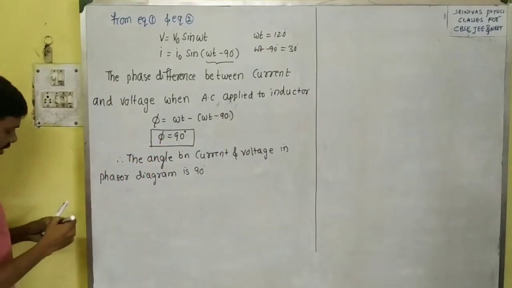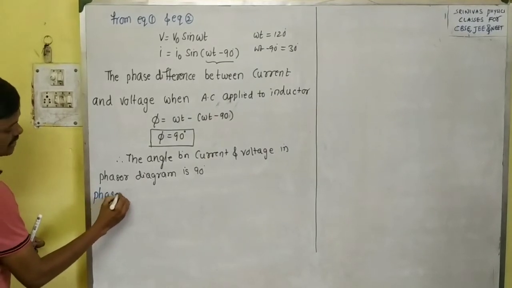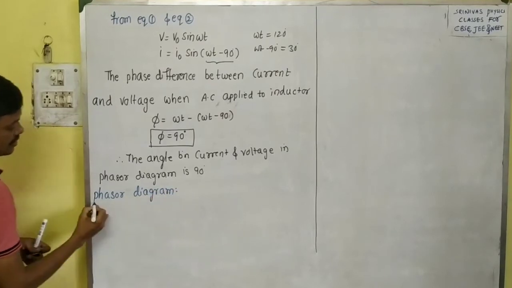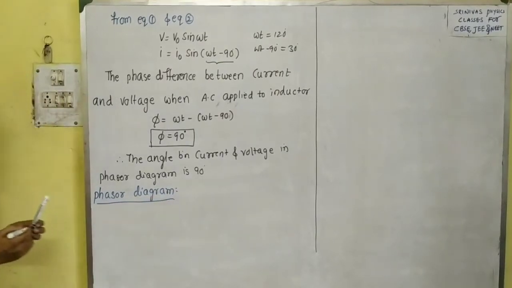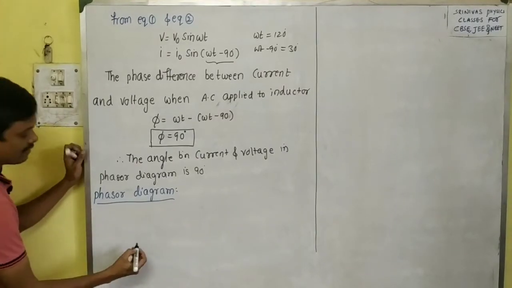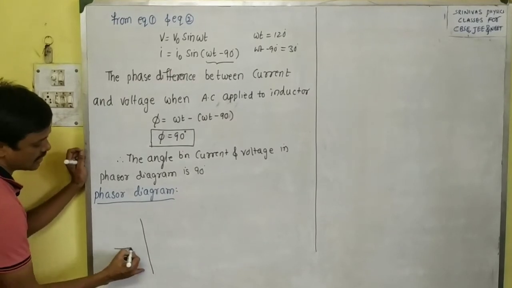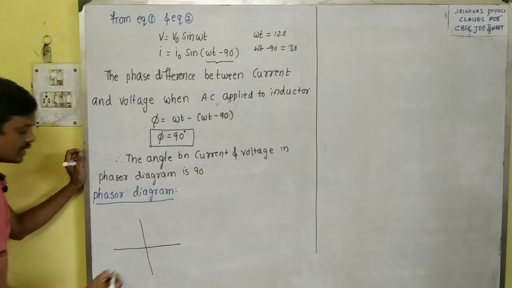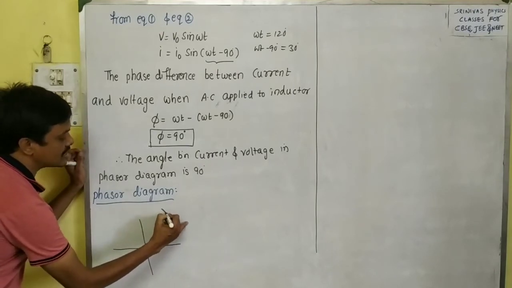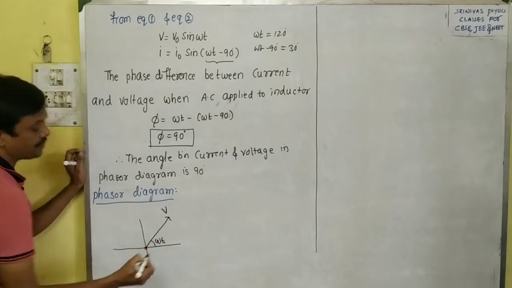Let us draw how to draw the phasor diagram for this. We draw like this. This is the x-axis and y-axis. For example, the voltage rotates by an angle omega t. This is the voltage. The angle is omega t.